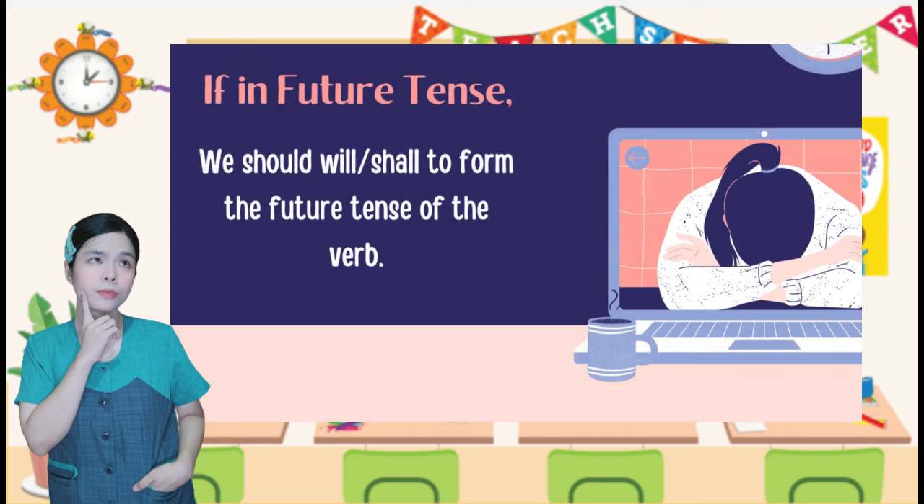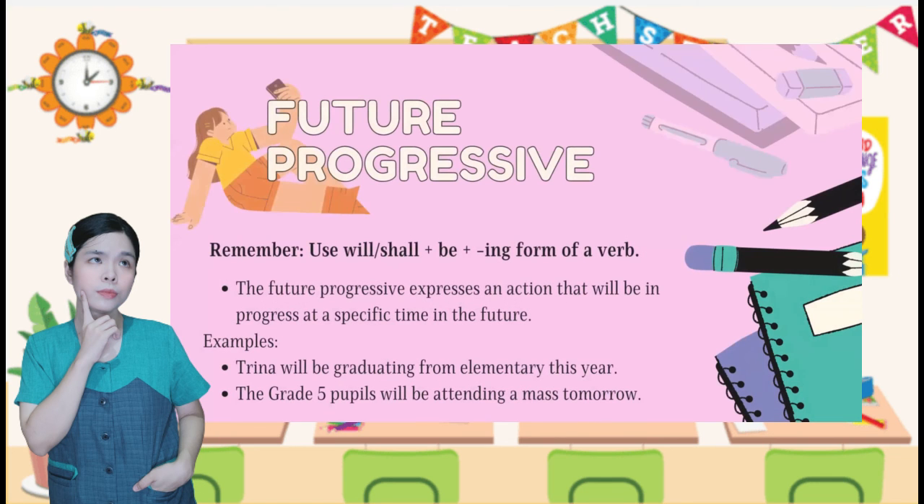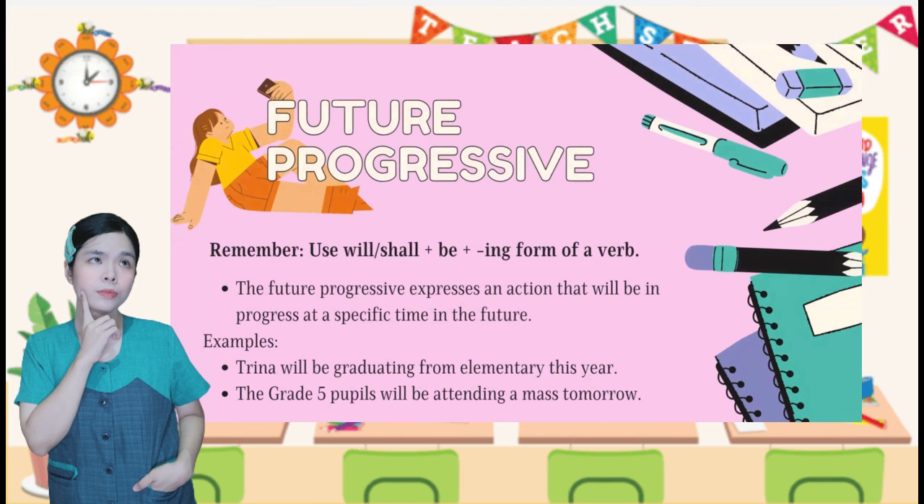So now the last one. In future tense, we use will or shall to form the future tense of the verb: will or shall plus the base form of the verb. In future progressive aspect, we're just going to use will or shall plus be plus the ing form of a verb.